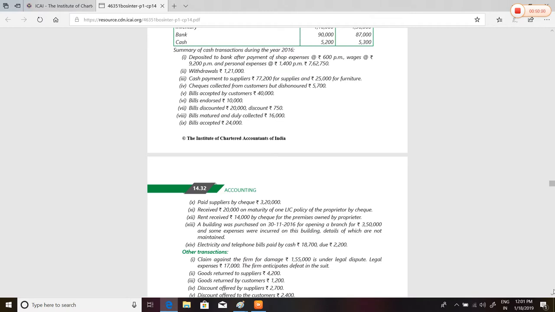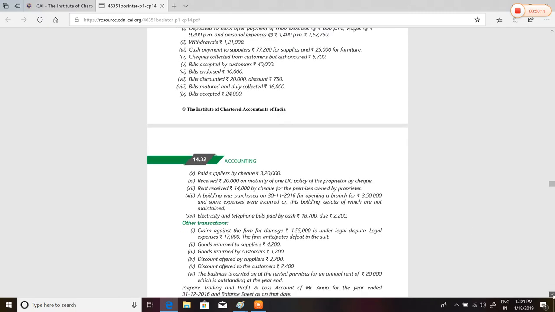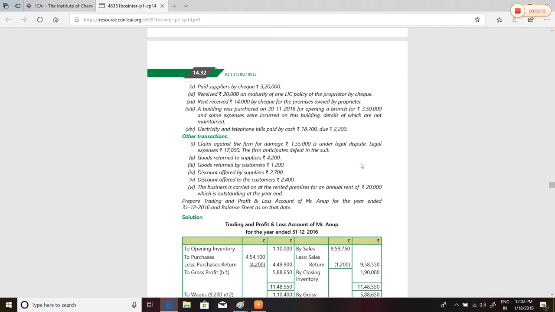For this point in cash account, there would be a balancing figure in the credit side. That would be the building account. Okay, that would be the building account. The claims against the firm, it is simply P&L account. The business is carried out at the rented premises at an annual rent of ₹20,000, which is outstanding at the year end. Simple. Just see the question, you will get to know what the question is. 11th point, which I was searching for.